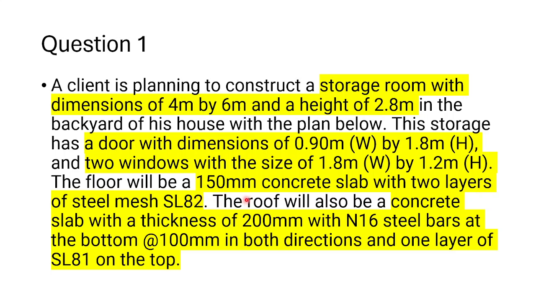The roof will also be a concrete slab. I don't think there's any houses built like this. It's like a prison of sorts. So it has a concrete slab on the bottom and a concrete slab on top, 200 mil thickness with N16 steel bars at the bottom, at 100 mils in both directions, and 1 layer of SL81 on the top. So if you can imagine, it's bars and then you have this mesh on top of it.